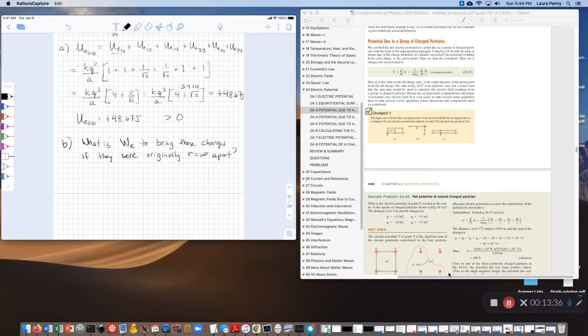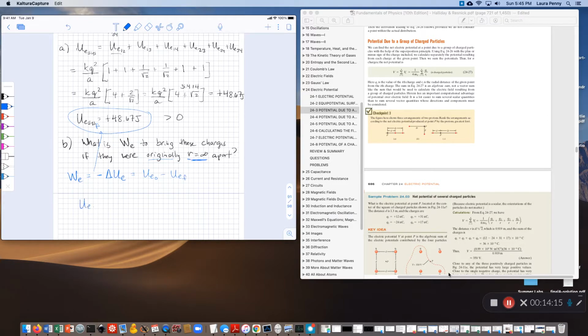If they're originally some distance, they were all infinitely far away from each other. So if they were all infinitely far away from each other, remember that the work done by the electric force is negative the change in the potential energy. This would be the final, right? What we have here is our final potential energy because they are brought together now. And originally they were far away from each other. So what I have, again, the negative change, this means the UE initial minus UE final.